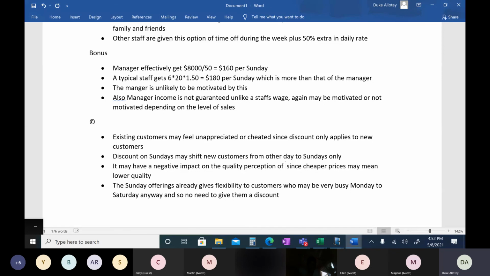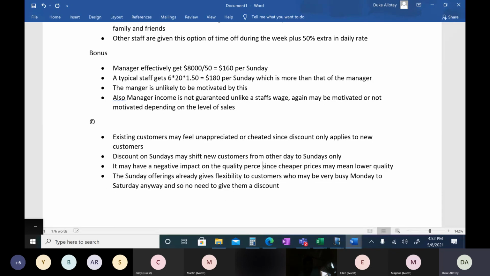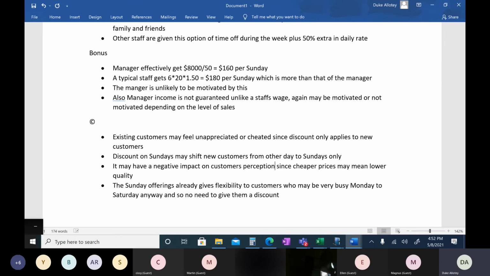Customers' perception, let me just put impact on customers' perception of the quality of our products. Okay. That is why people need to be mindful when things become too cheap.